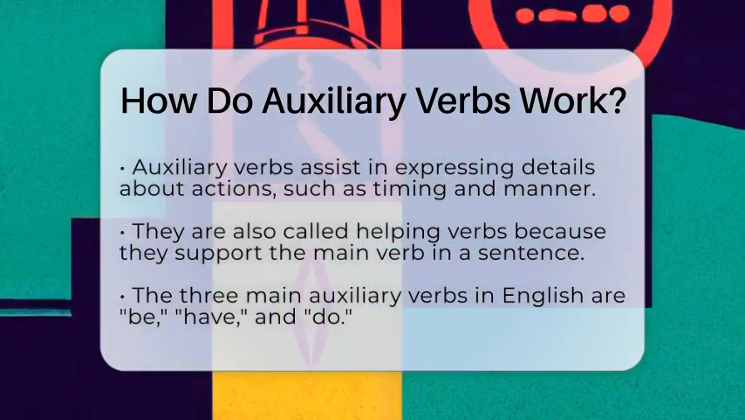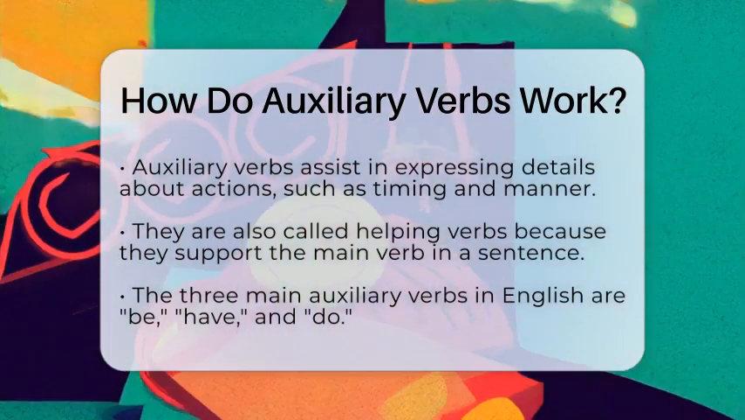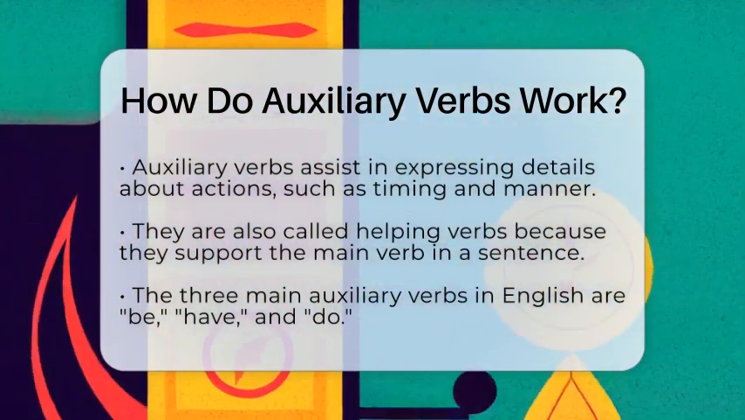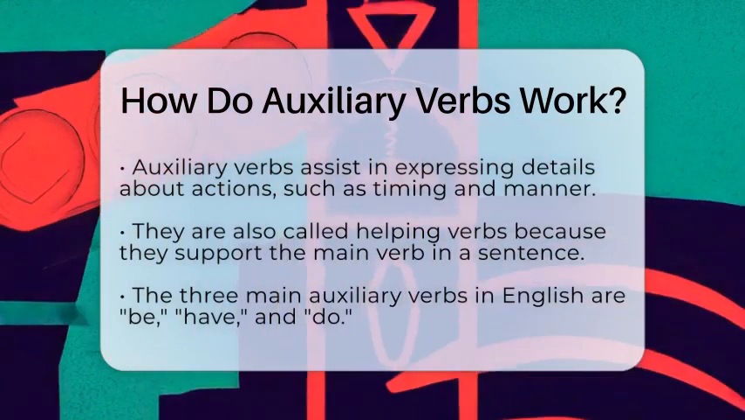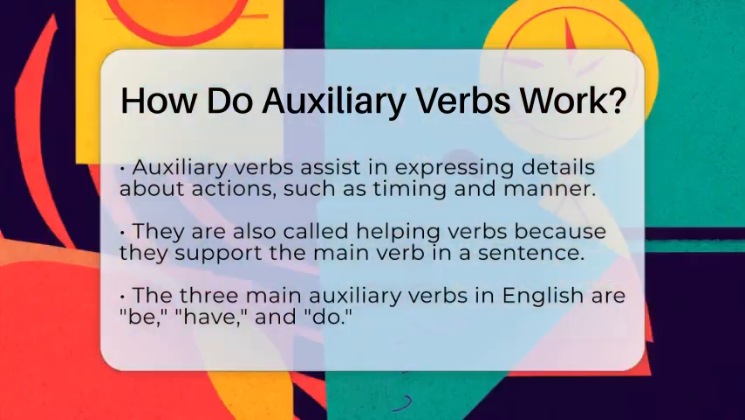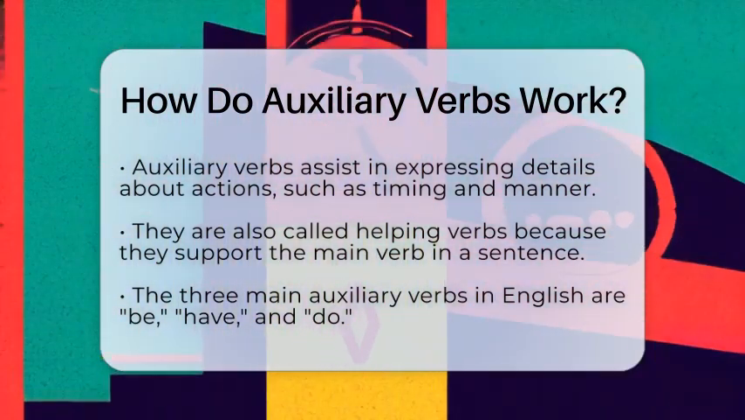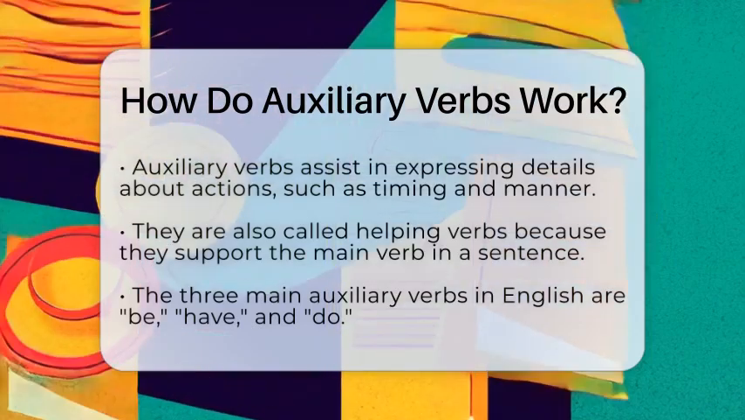Auxiliary verbs are also called helping verbs because they support the main verb. They show when an action happens, how it happens, or who is doing it. The three main auxiliary verbs in English are be, have, and do. Let's look at be first.